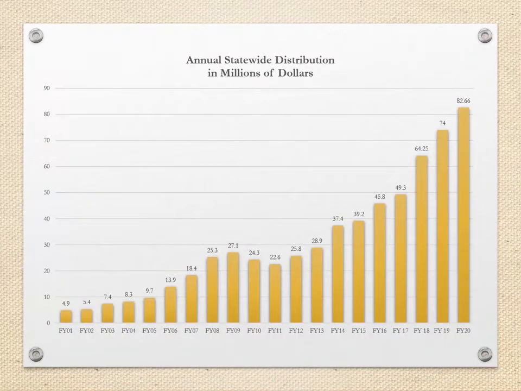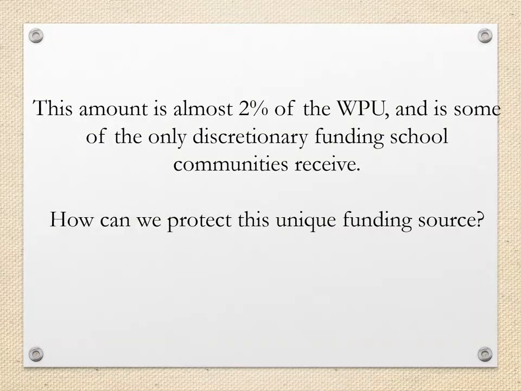This chart shows the annual statewide distribution of the School Land Trust Program funds in millions of dollars from the beginning of the program in the 2000-2001 school year, where $4.9 million was distributed. In the 2019-2020 school year, we have distributed $82.66 million to schools across Utah. This amount is almost 2% of the WPU and is some of the only discretionary funding school communities receive. How can we protect this unique funding source? By following the rules and doing it right.